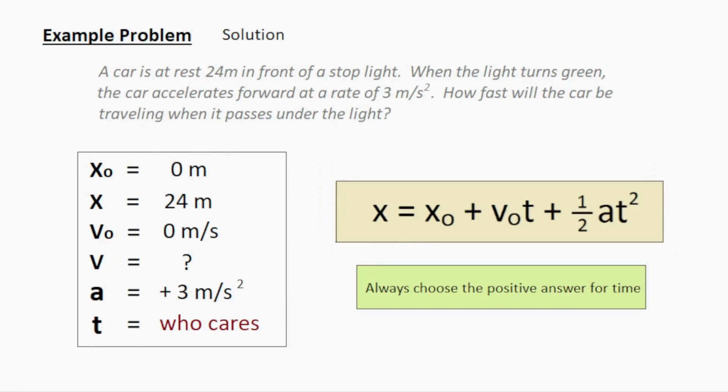Note that one of the other kinematic equations has the time variable squared, so you might be in a similar spot when solving for time, but time cannot be negative, so you always want to choose the positive answer for time.